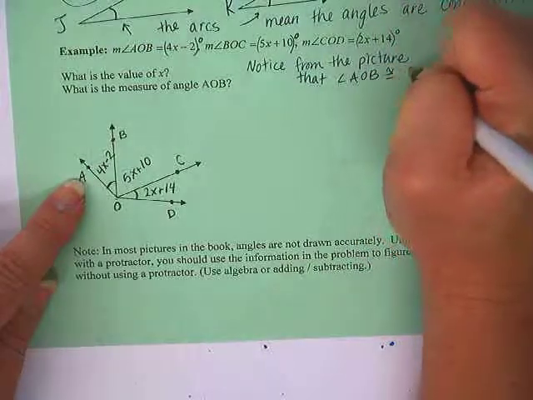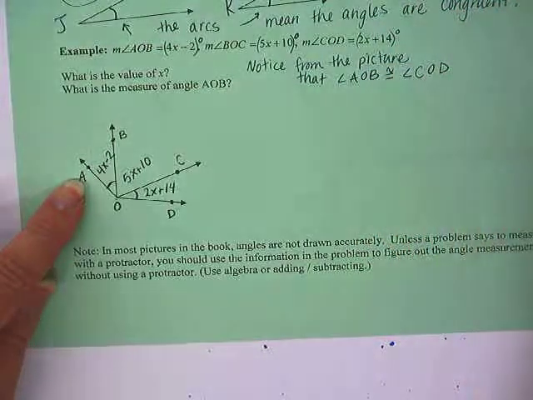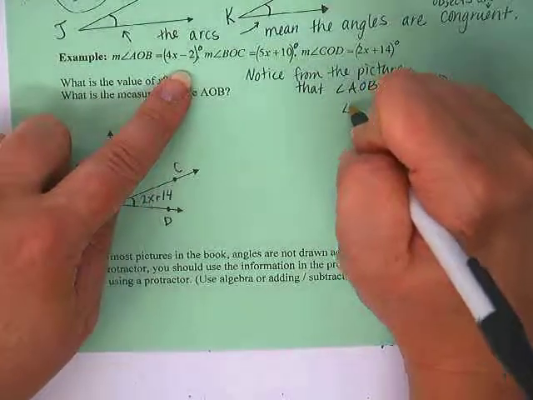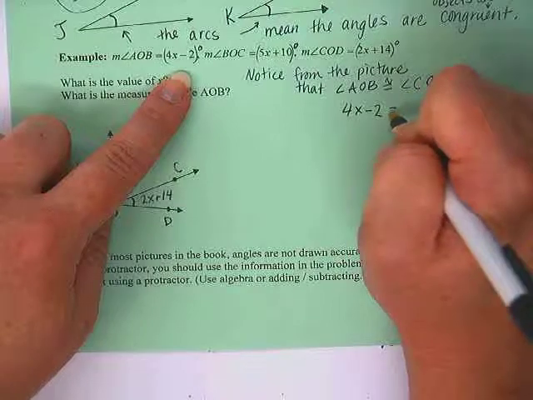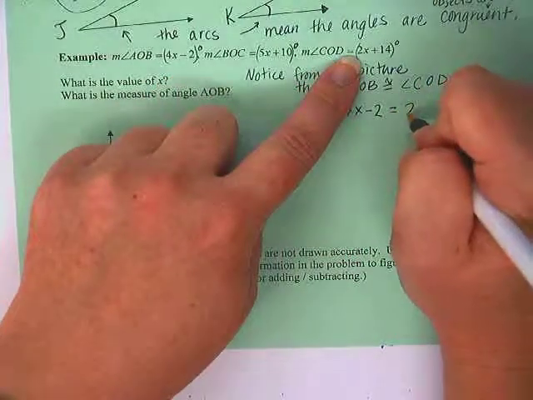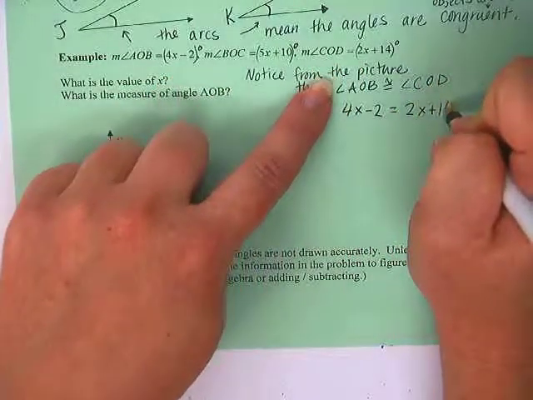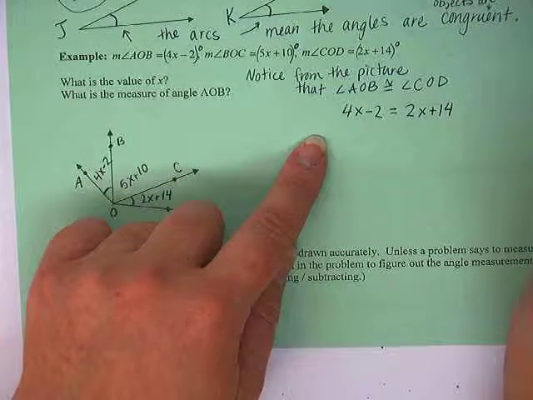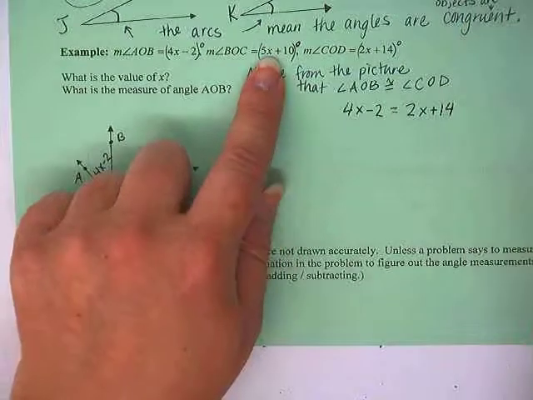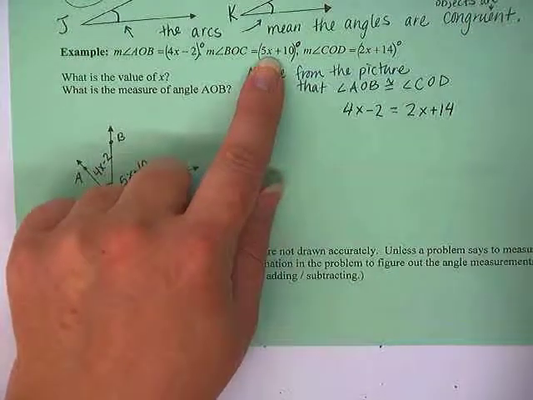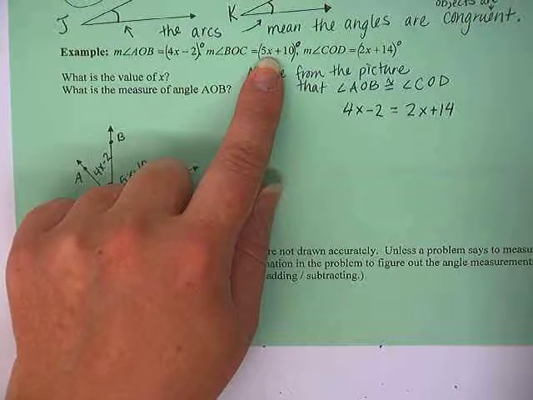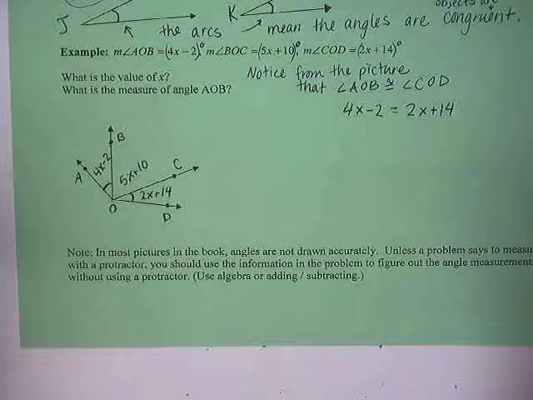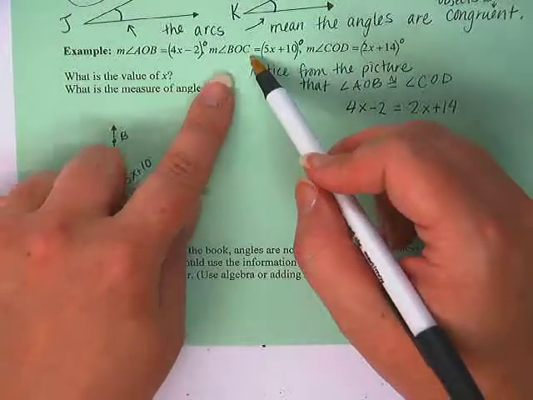Okay, so we need to notice from the picture, you don't have to write every little thing down that I'm writing down, but I just want to make sure it's clear on the video. Notice from the picture that angle AOB is congruent to angle COD. So that means their measurements are equal. So we can take the measurement of AOB, which is 4x minus 2, and set it equal to the measurement for COD, which is 2x plus 14. That now gives us an algebra problem to solve.